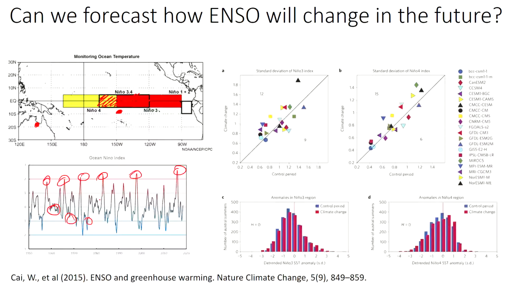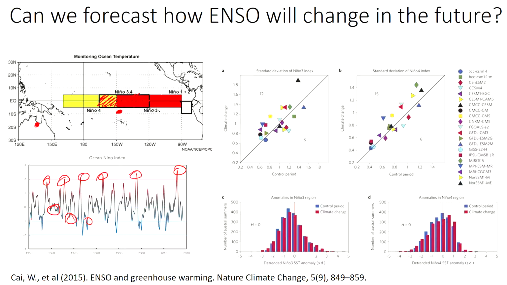So the only way that we can look into the future is by using climate models, and we can basically run those climate models under current atmospheric conditions, current greenhouse gas conditions, and then we can run them again with future climate change scenarios. And within those climate models, we can see how the El Nino system behaves.